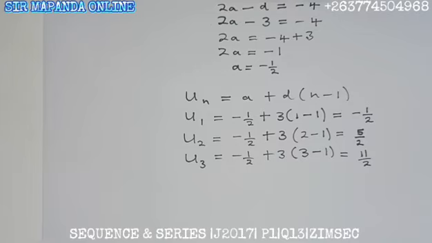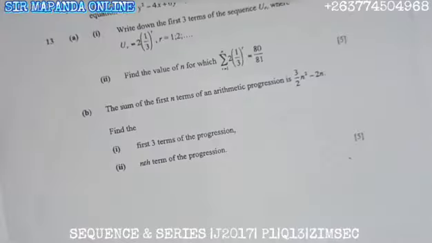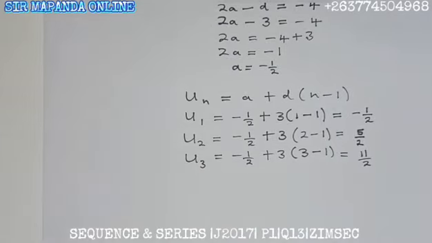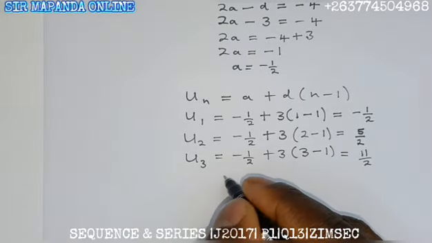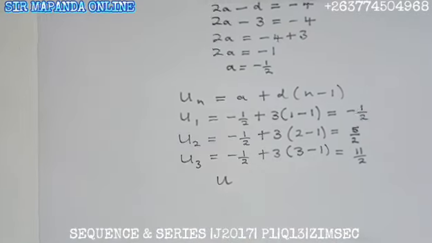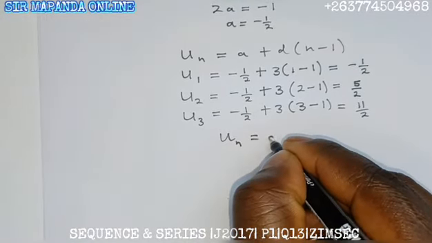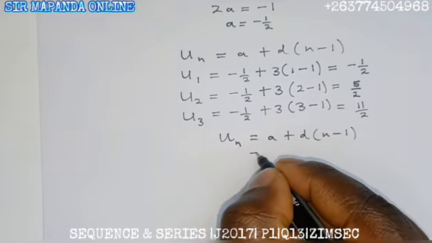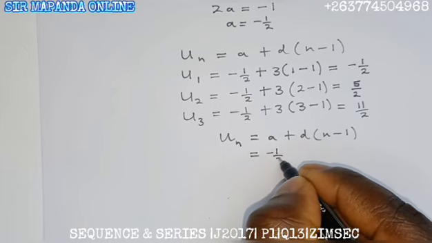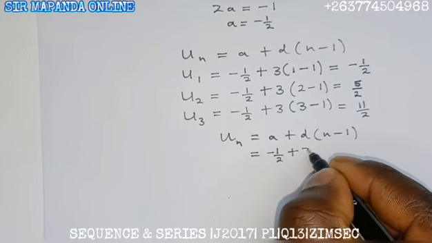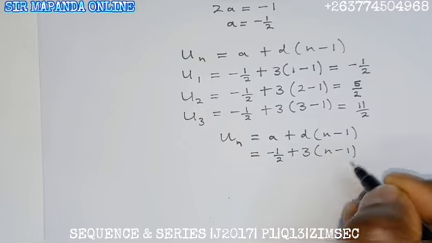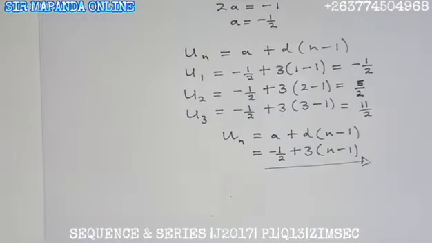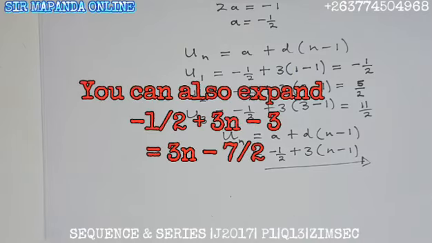Let us move on to part 2 of the question. Find the nth term of the progression. So remember, the nth term is un is equal to a plus d, open bracket, n minus 1. So you simply substitute on a, you put minus half. Then on d, you put 3. Then you write n minus 1. You are home and dry. So this is the nth term required. I hope you are listening, class.